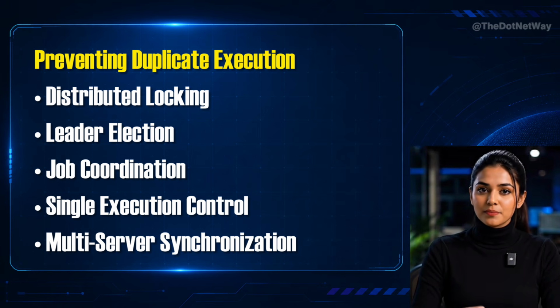How do companies know whether workers are healthy? Monitoring is absolutely critical because background workers often fail silently. Unlike APIs, nobody is directly watching the process. A queue processor may stop running for hours before anyone notices.